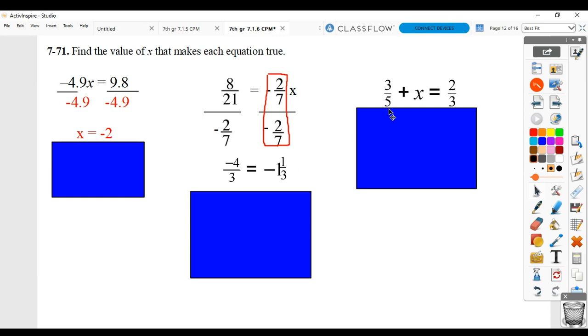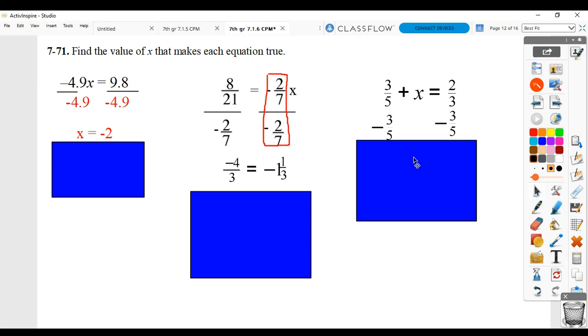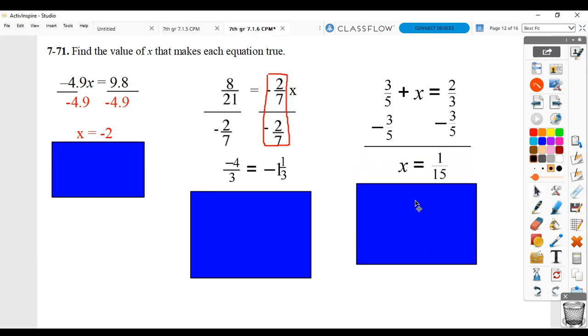And here, we'd subtract 3/5 from both sides. Again, you're allowed to use a scientific calculator. You get x equal to 1/15. Again, it does not say we have to check, so we don't.